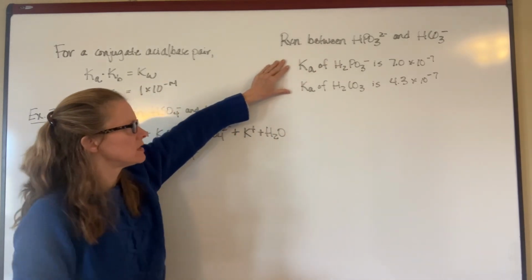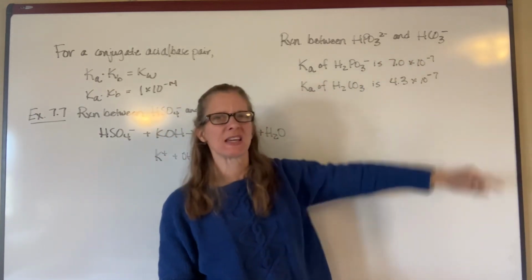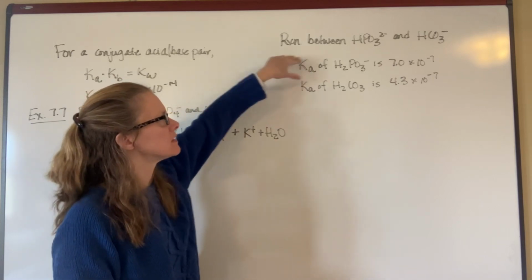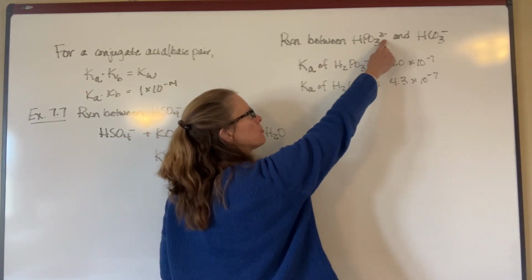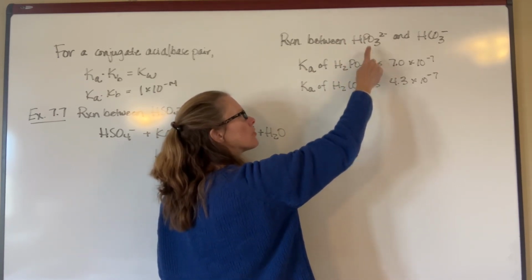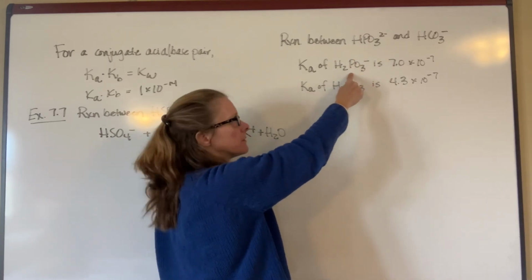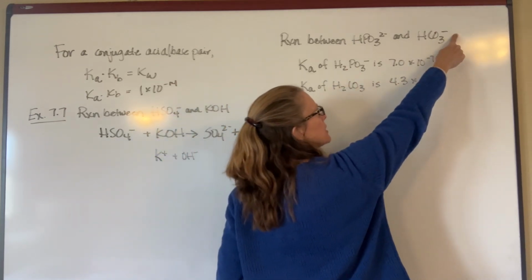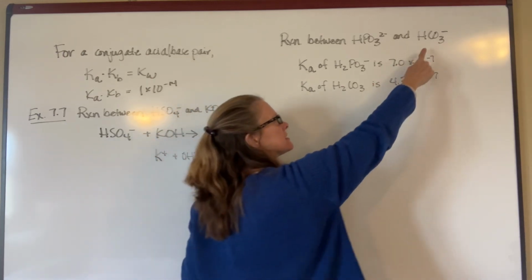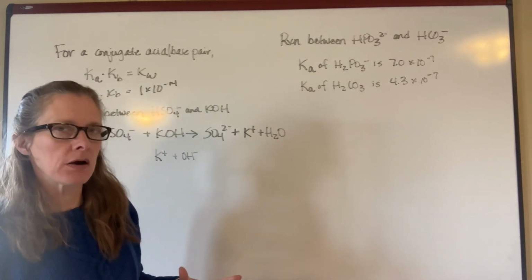Well, they gave me the Kas, but they didn't give me the Kas of what they wanted reacted together. What they gave me is the Ka of the conjugate acid of these. So here's HPO3 2-. This is H2PO3-, so this is the conjugate base of this acid. Similarly, HCO3-, and this is H2CO3. So if this is the acid, this is the conjugate base of this acid. All right, so that's the comparison that I have to look at.